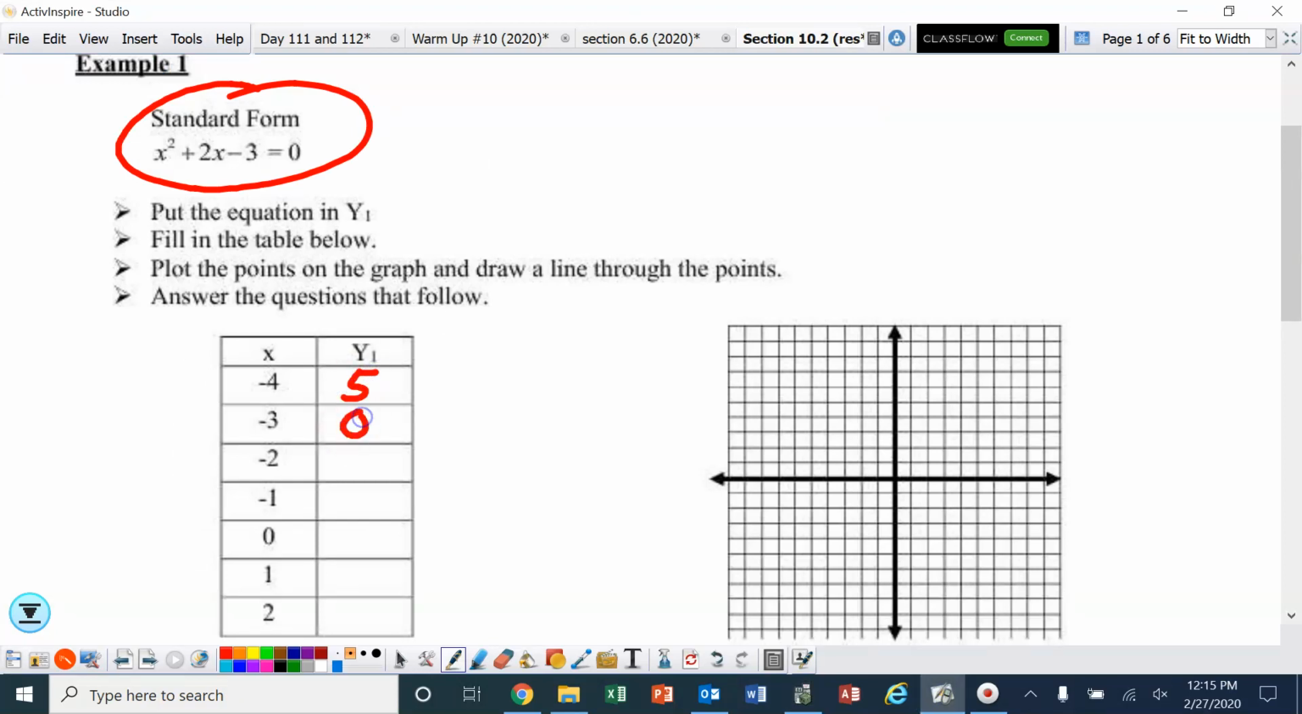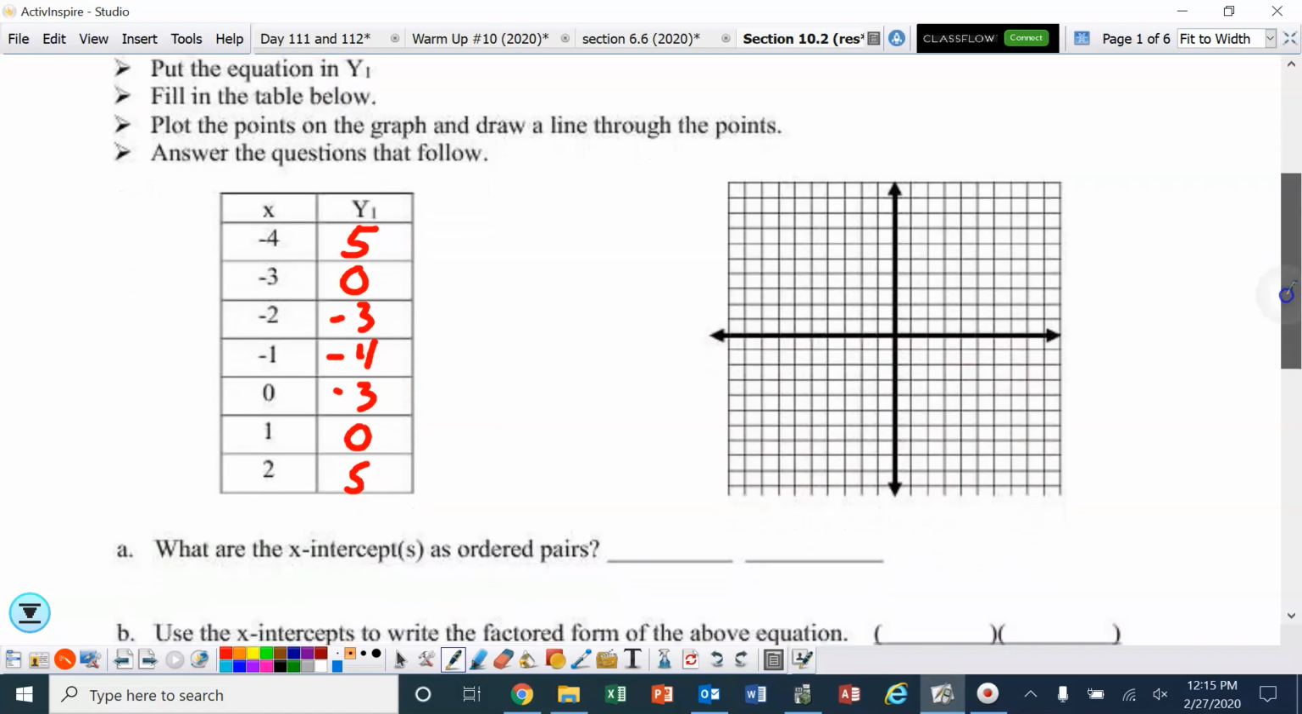So 5, 0, -3, -4, -3, 0, 5. All right, we're going to plot those dots.